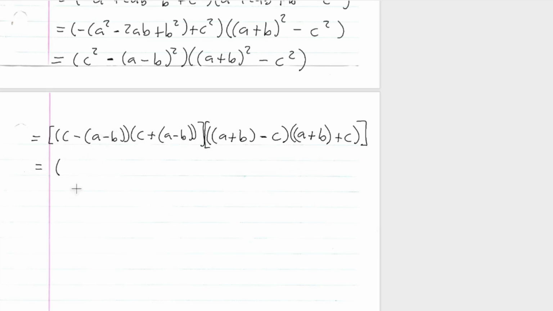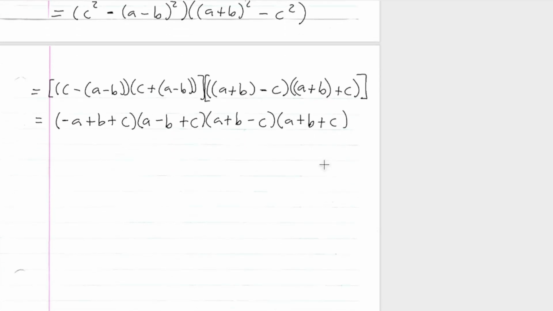so c minus a minus b, we'll distribute that negative. So this will be negative a plus b, right? Distribute that negative, and then plus c. So that's my first one. My second one will be a minus b plus c, right? My next one will be a plus b minus c. And then my last one will be a plus b plus c.